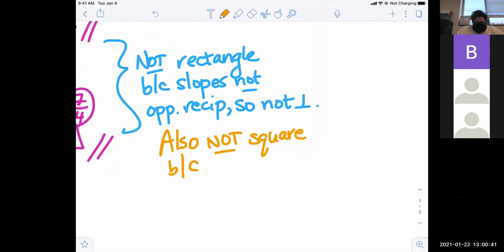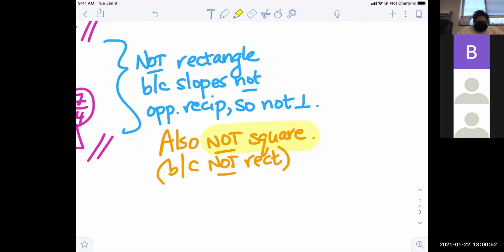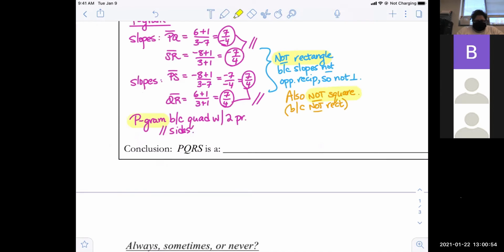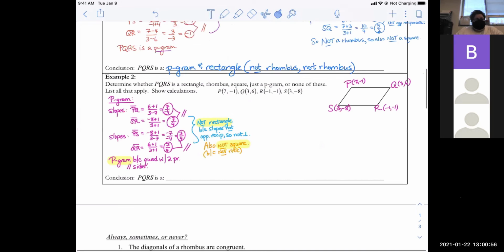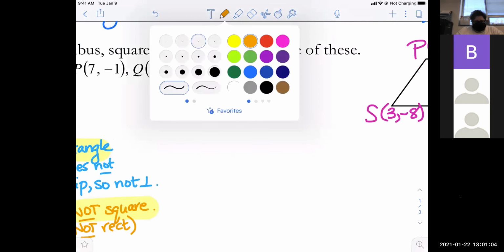Because not a rectangle. Okay, so what we know so far is that it's not a square, it's not a rectangle, but it is a parallelogram. So we need to know if it's a rhombus, because it might just be a parallelogram, but we need to list everything that's true about it. So Frankie, what's a good way to figure out if it's a rhombus?